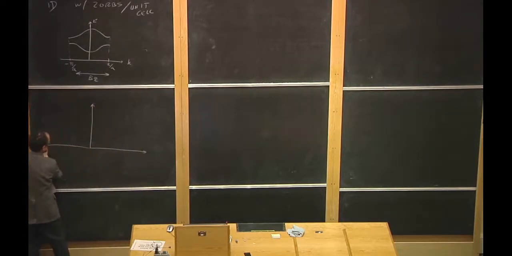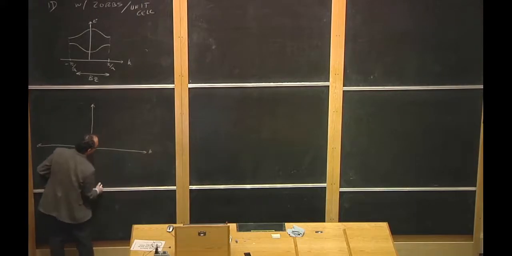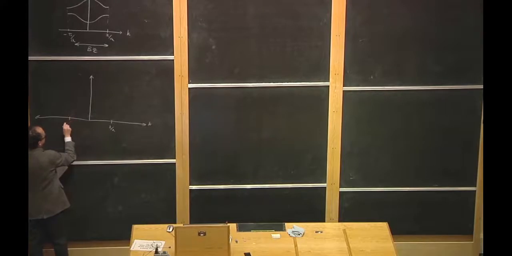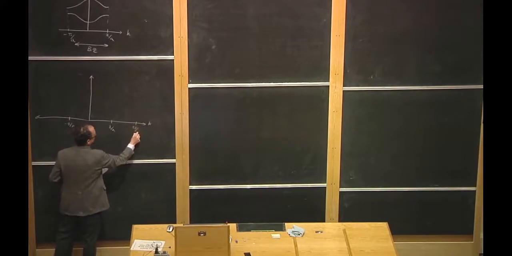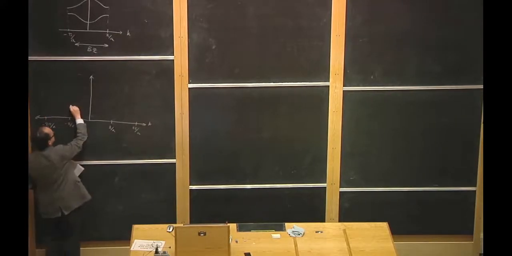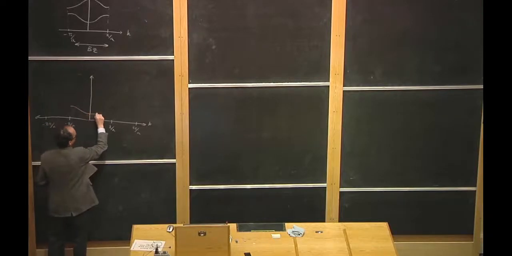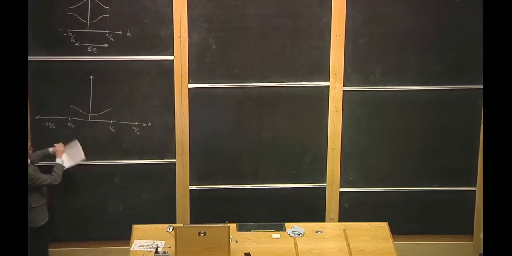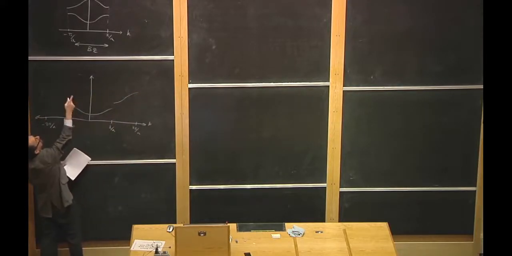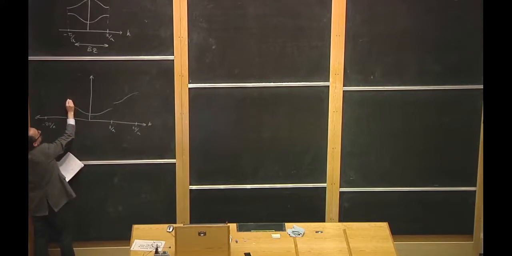Or we can unfold that picture in the extended zone scheme, looking like this. Here's K. Here's pi over A. Here's minus pi over A. Here's 2 pi over A. And here's minus 2 pi over A. So we have the same picture for the first mode. And then for the second mode, we're going to shift the thing on the left over to the right by 2 pi over A to make it look like this, and shift the piece on the right over by 2 pi over A to the left to make it look like this.